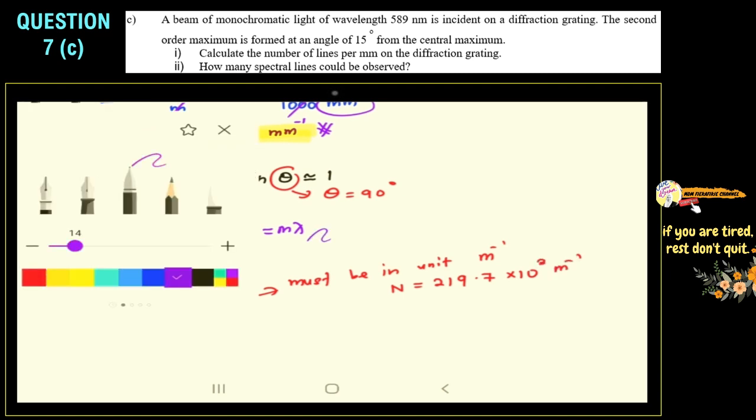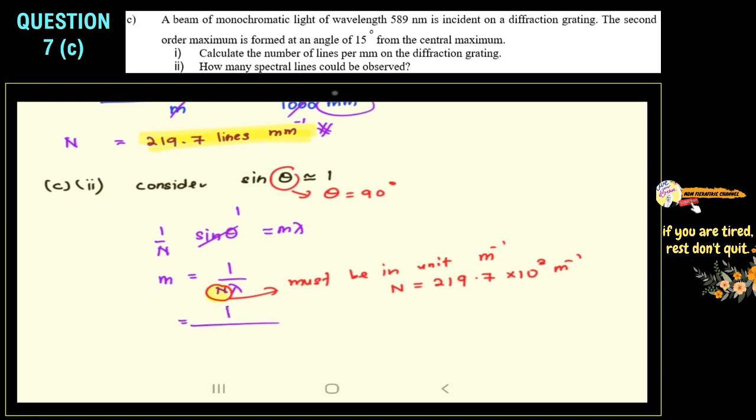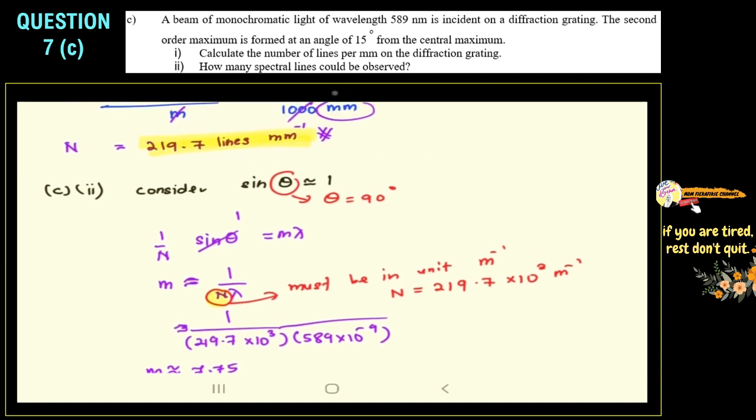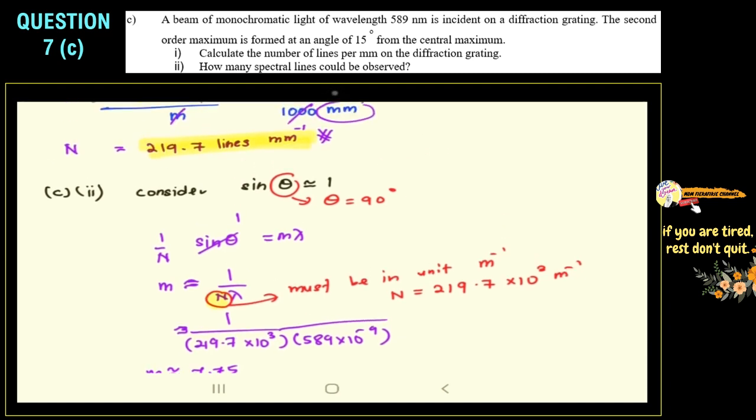Okay, so dia akan dapat 1 over 219.7 exponent 3 and lambda. Okay, substitute the value 589 point, mana tadi? 589 exponent negative 9. Okay, so ini dah macam ni lah. Okay, so M is 7.75. Okay, 7.75.